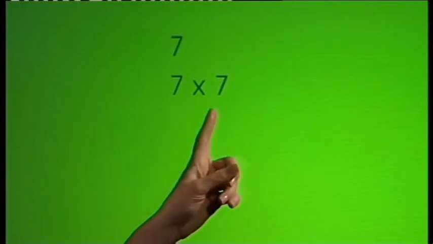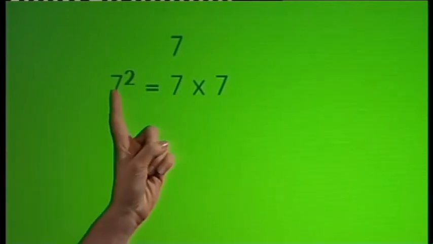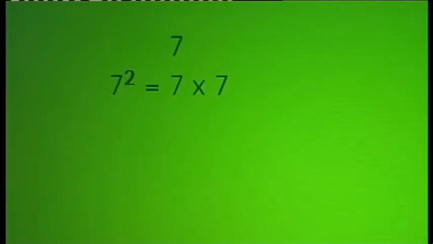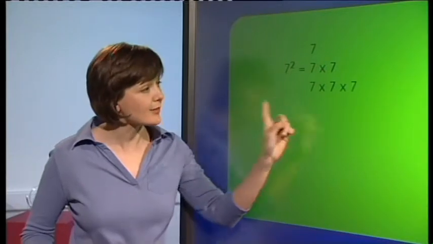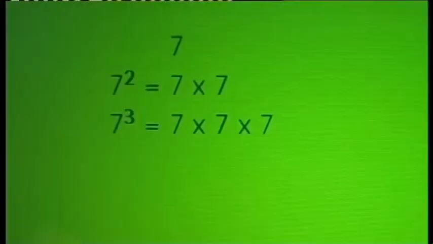Hello, in this lesson we'll be looking at how numbers behave when you multiply them by themselves. Let me show you. I'll pick a number, say 7. Now if we multiply 7 by itself, we get 7 squared, and this is written as 7 with a little 2 up here. Now multiply 3 7s together and we call this 7 cubed, with a little 3 up here.